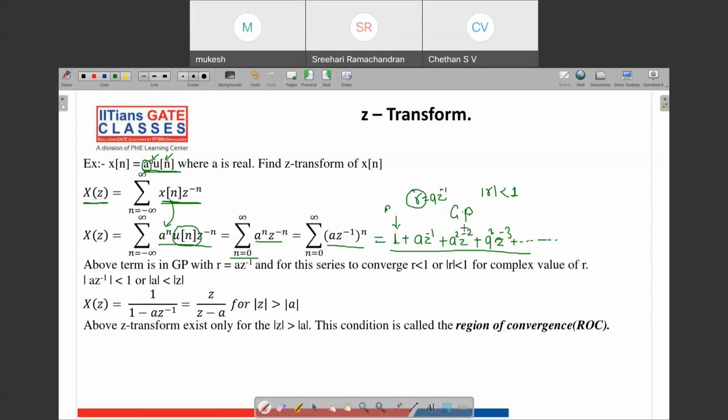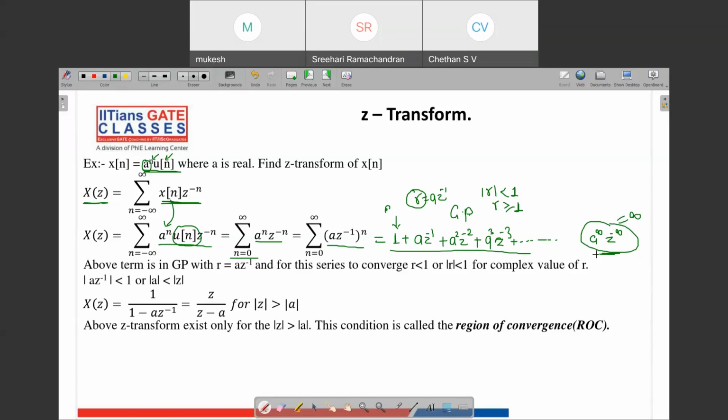If you have r which is equal to or greater than 1, then the number is growing exponentially, and at n equal to infinity you will have something like a to the power infinity z to the power minus infinity. If the magnitude of a z inverse is greater than or equal to 1, this term will become infinity.